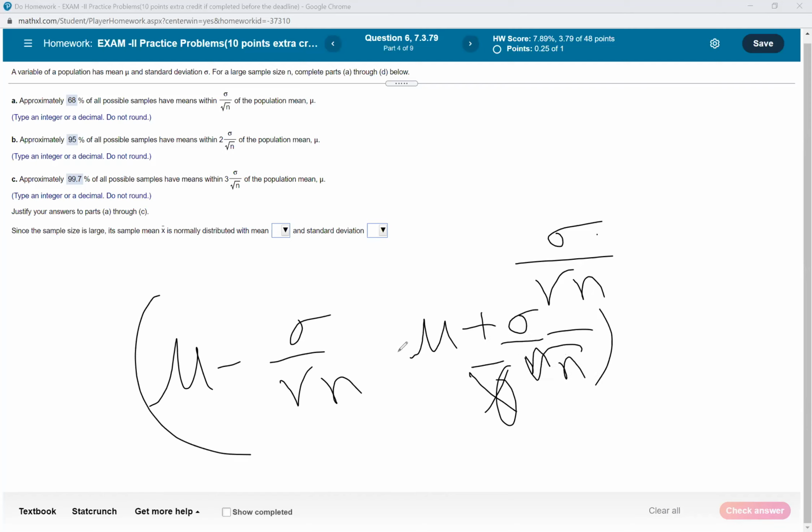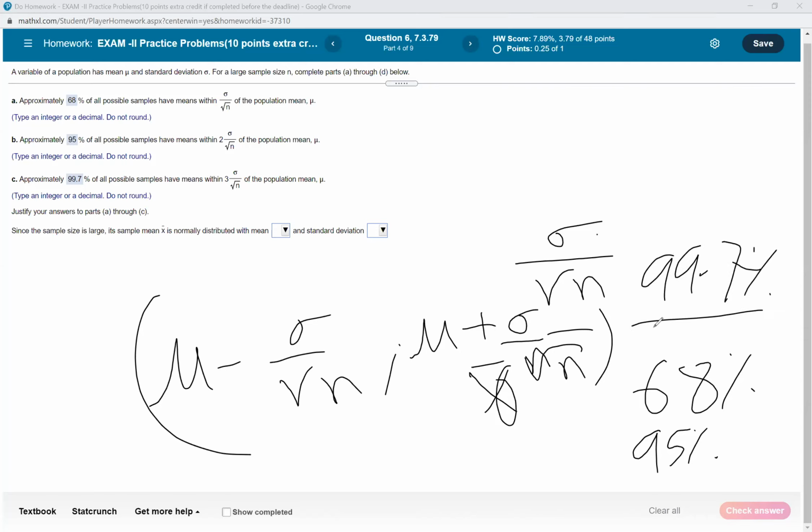And what do we know about the normal distribution? We know that within one standard deviation, approximately 68% of the data will be within one standard deviation, and approximately 95% will be within two standard deviations, and 99.7% will be within three standard deviations. So sigma over square root of n means one standard deviation. 2 times sigma over square root of n means within two standard deviations. And 3 times sigma over square root of n means within three standard deviations. So that's why we have 68, 95, and 99.7%.